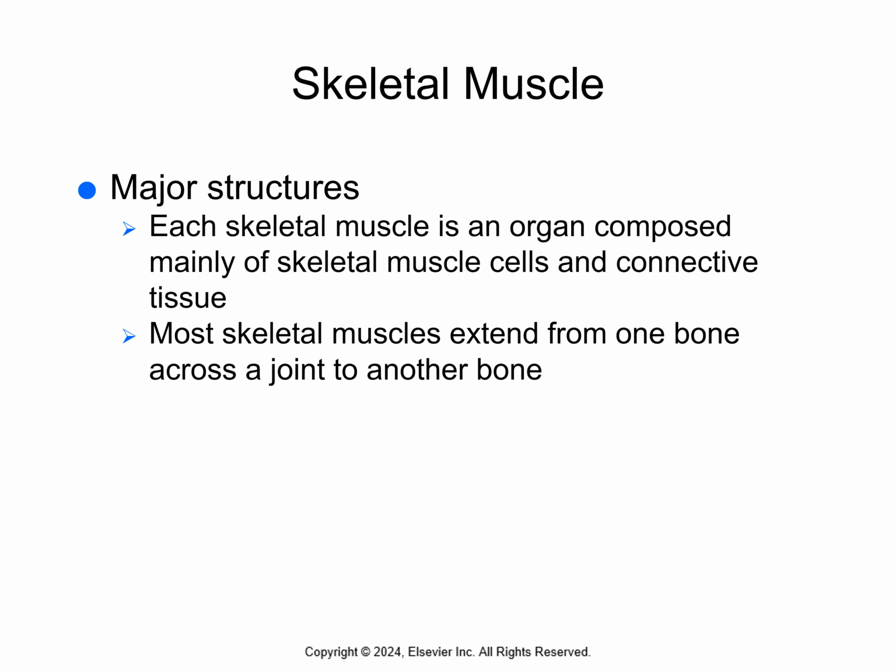Then we get to the major structures of the muscle. Each skeletal muscle is an organ composed mainly of skeletal muscle cells and connective tissue. Most skeletal muscles extend from one bone across a joint to another. Last lecture, I talked about when two bones connect to each other in a joint, that's a ligament.